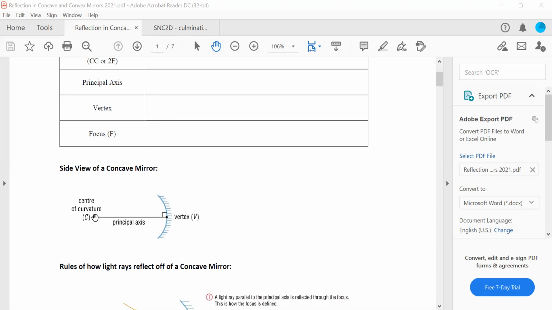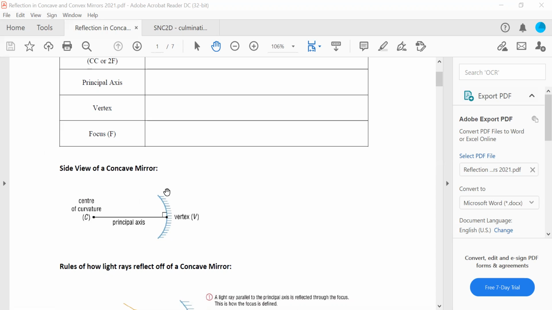And the center of curvature is here. If you guys look at this curved mirror, if I imagined it like a full circle, why do you think the center of curvature is right here? Because it's like the center of the curve.